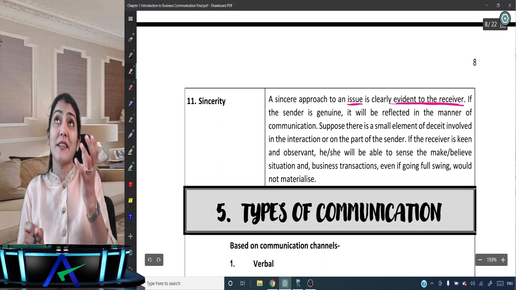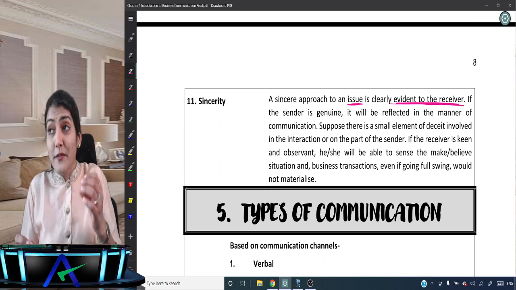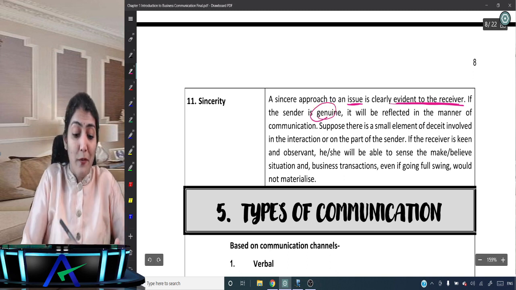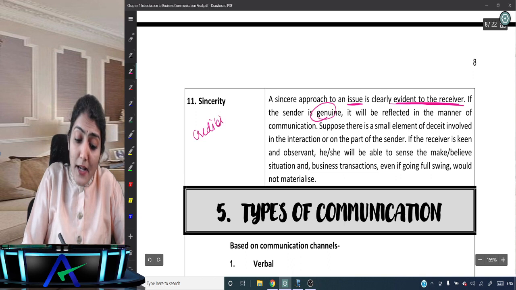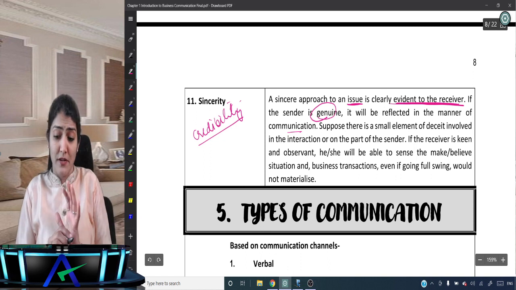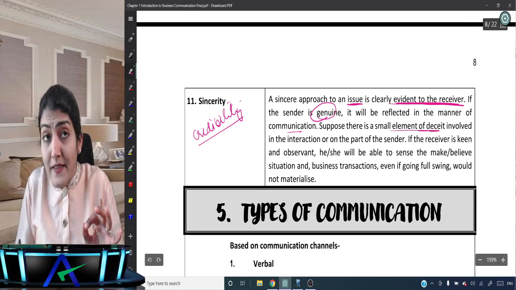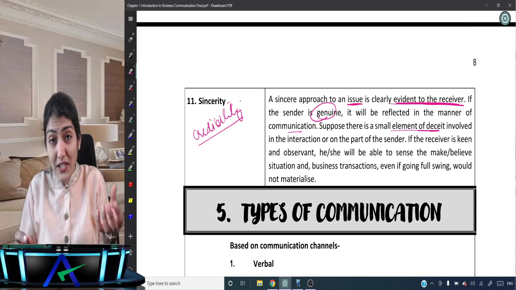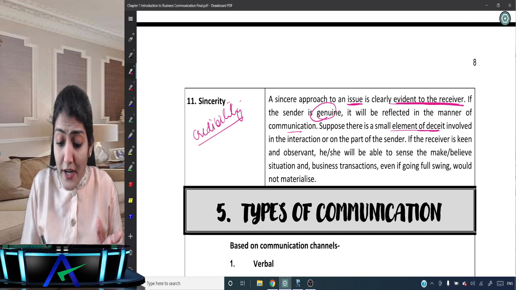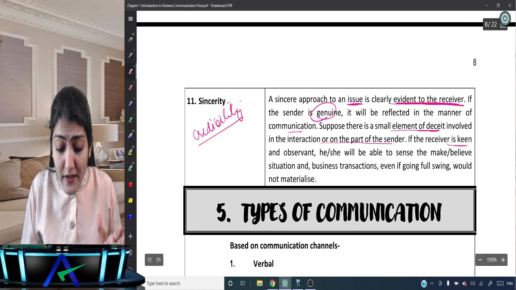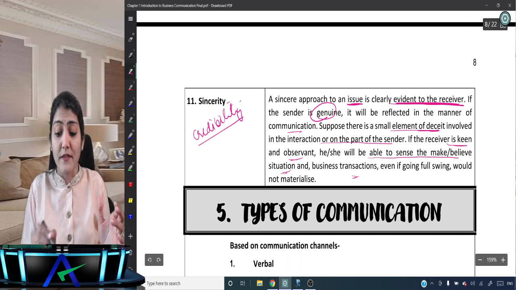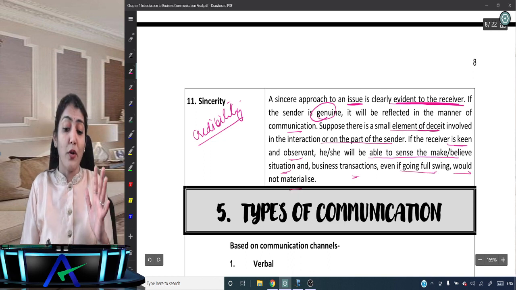So again, this sincerity reminds me about credibility, how concerned you are, how truthful, how honest. If the sender is genuine, it reminds me again about credibility and genuineness. It will be reflected in the manner of the communication. Suppose there is a small element of deceit. Deceit means cheating, falsehood, intention to cheat. There is some particular false claim involved on the part of the sender. If the receiver is keen and observant, he will be able to sense the situation, and the business transaction, even if going in full swing, would not materialize.